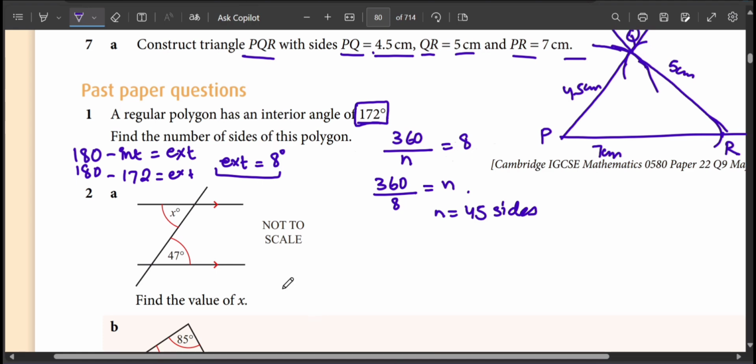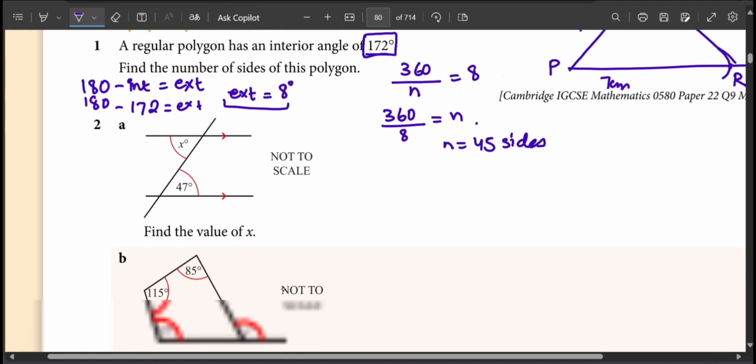Now question number 2, find the value of x. These are two parallel lines, and we can clearly see a Z shape over here, and this is x, this is 47, so x is equal to 47 degrees due to alternate angles.